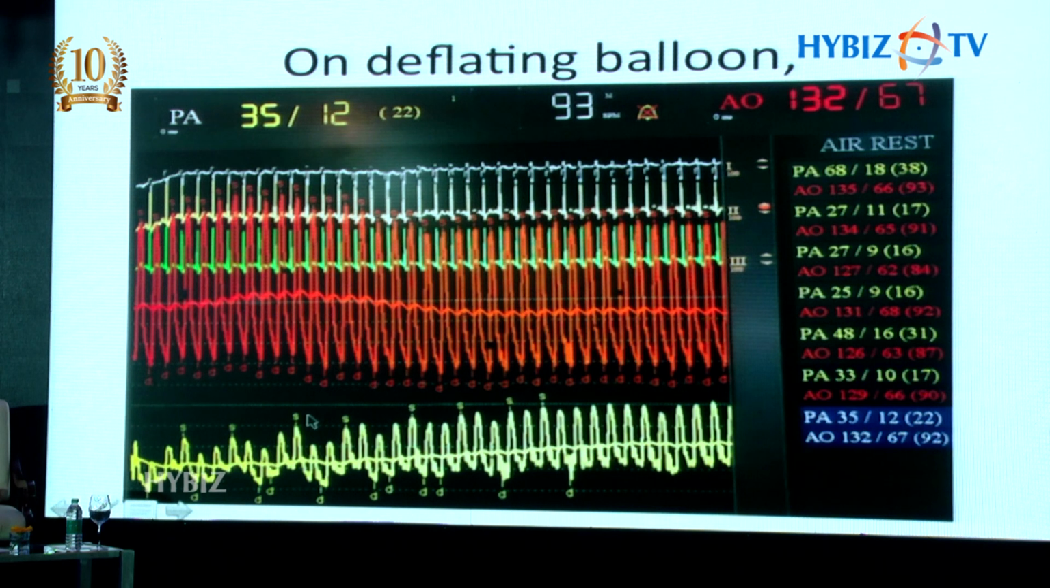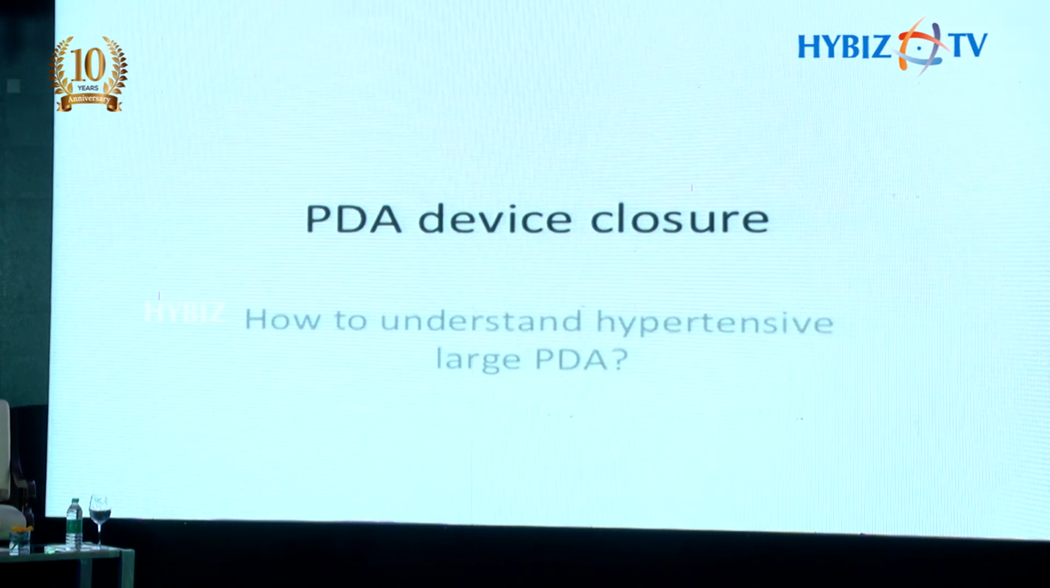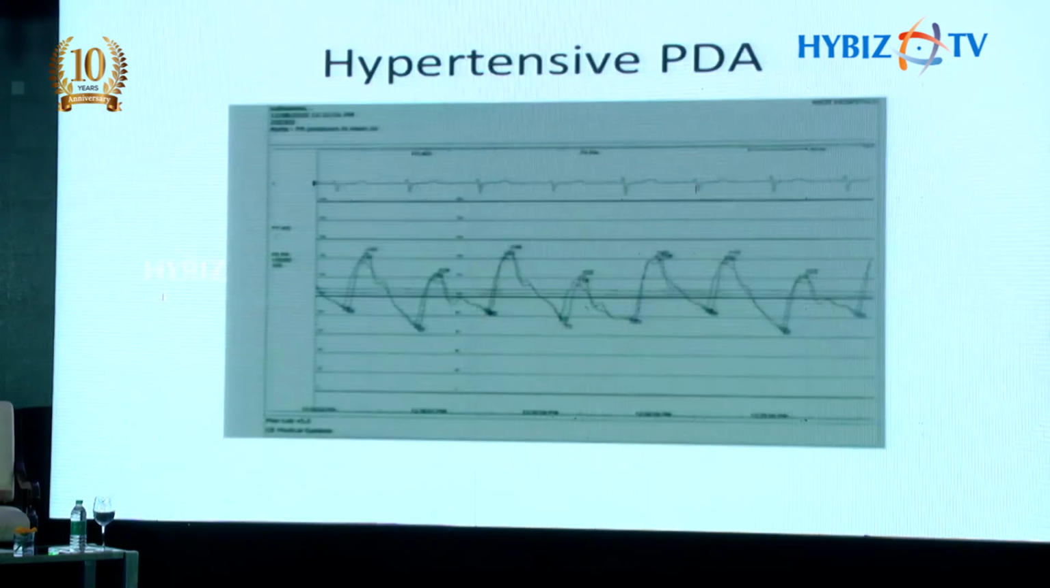Deflate the balloon. Slowly the PA pressure goes up. So this sort of hemodynamics in the cath lab is going to give us a lot of confidence to close an ASD which is borderline. PDA device, similar, hypertensive PDA.